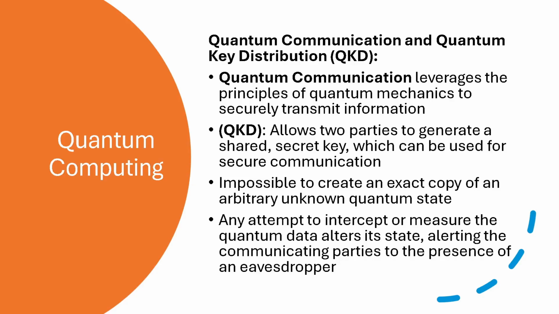Quantum communication and quantum key distribution. Quantum communication leverages the principles of quantum mechanics to securely transmit information. Quantum key distribution, or QKD, is a primary application of quantum communication. It allows two parties to generate a shared secret key which can be used for secure communication. It is impossible to create an exact copy of an arbitrary unknown quantum state, providing security against eavesdropping. Any attempt to intercept or measure the quantum data alters its state, alerting the communicating parties to the presence of an eavesdropper.